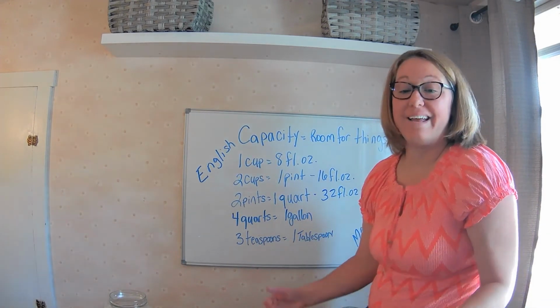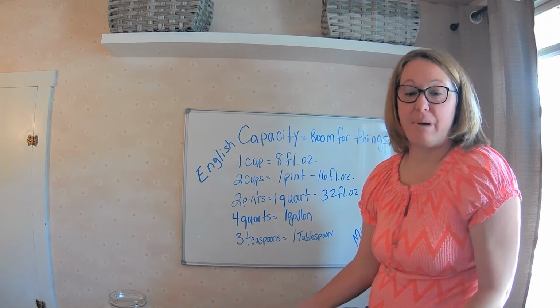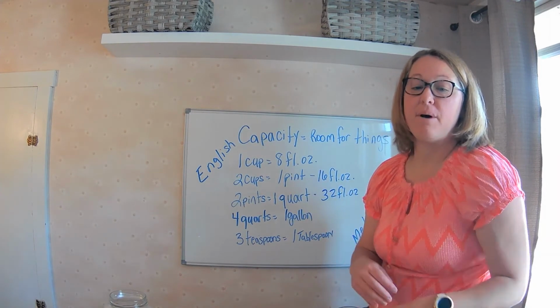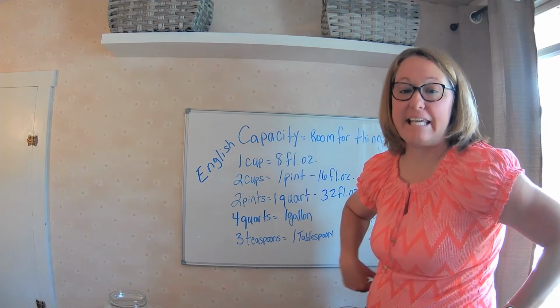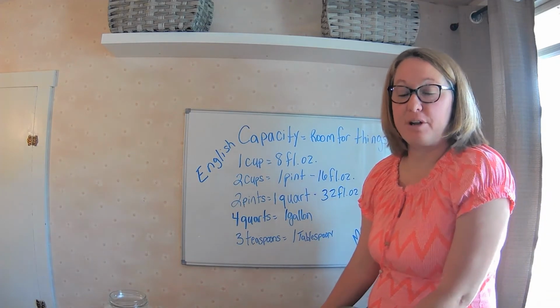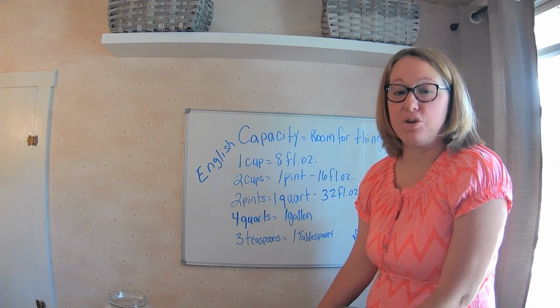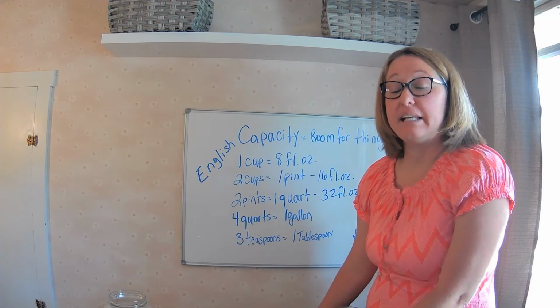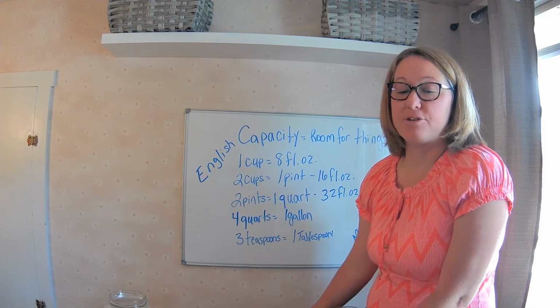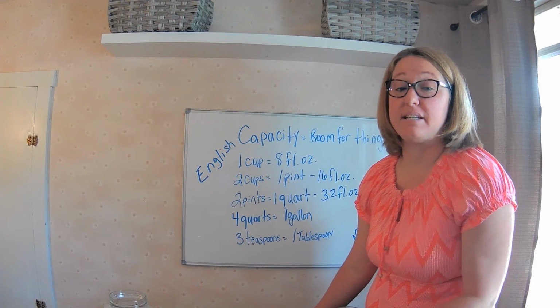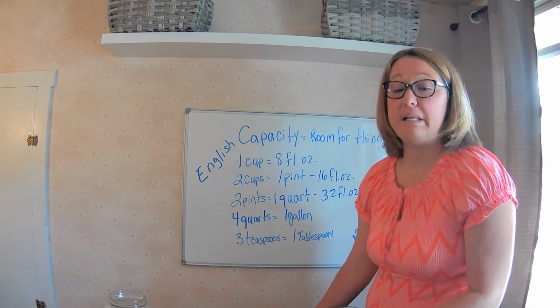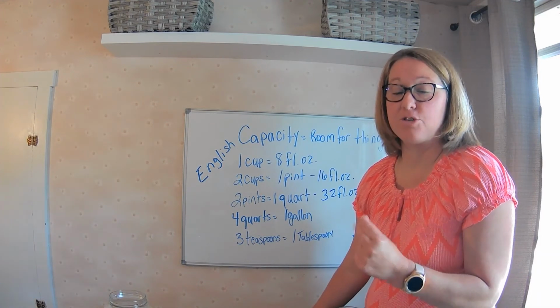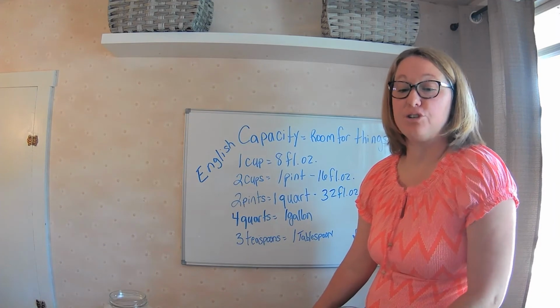Again, these are English measurements of capacity, room for things. But in metric, we use what's called a liter. And again, those metric prefixes are very important. Again, the unit for capacity would be liters. And the most common metric ones for capacity are the liter itself, the milliliter, which is the smallest measurement, and the kiloliter, which is your largest measurement.